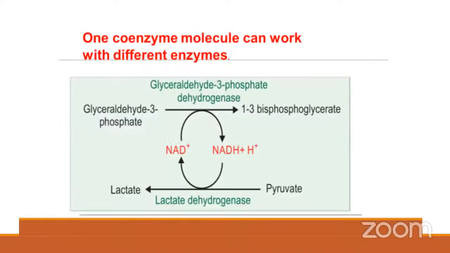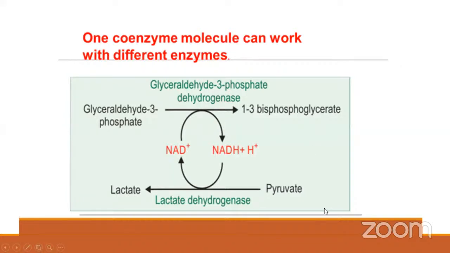Now, are you familiar with this reaction? Where is this reaction happening? Glycolysis, the breakdown of glucose. Glyceraldehyde 3-phosphate is converted into 1,3-bisphosphoglycerate by the action of the enzyme glyceraldehyde 3-phosphate dehydrogenase. So here the co-substrate is NAD. The hydrogen atom liberated from the substrate is accepted by the NAD, converting it into NADH.